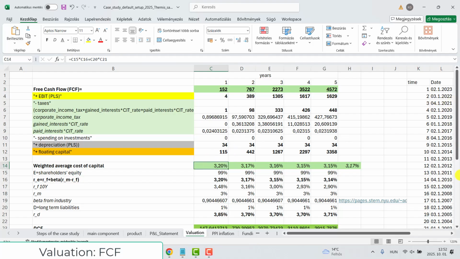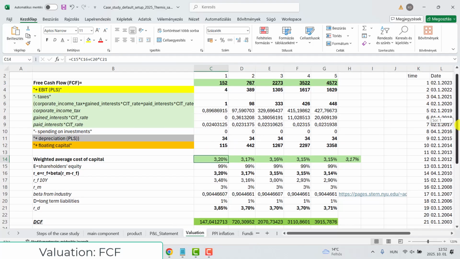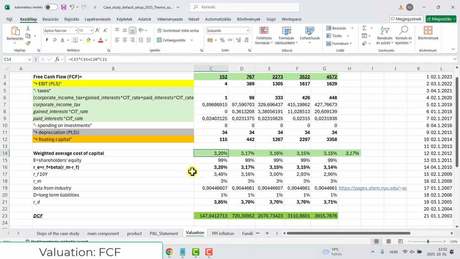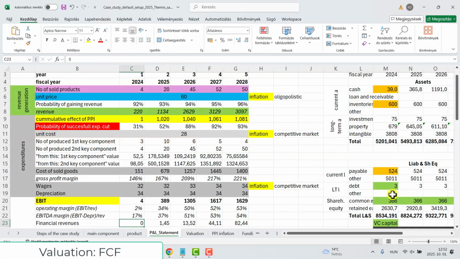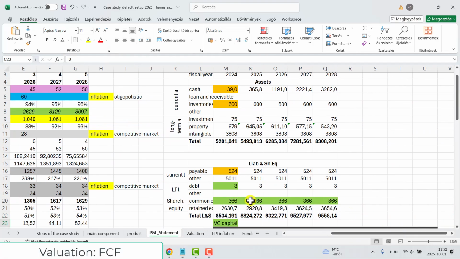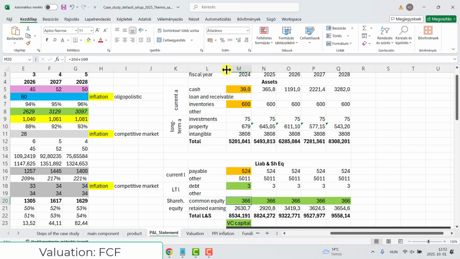Then we have the weighted average cost of capital. This is what we need for discounting the free cash flow. And in this case, first of all, we have to declare the importance of shareholders' equity. If you are checking the balance sheet, then we can see that long-term debt is 3 million euro, while common equity is way more.